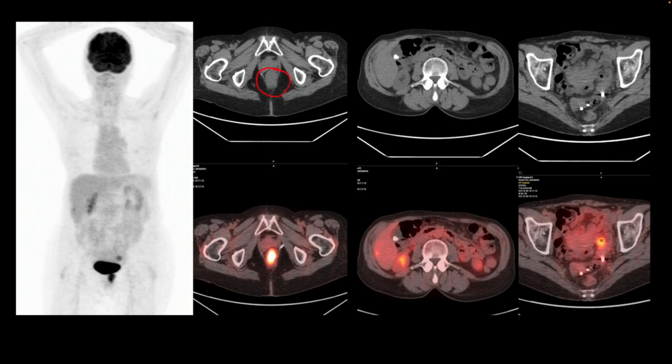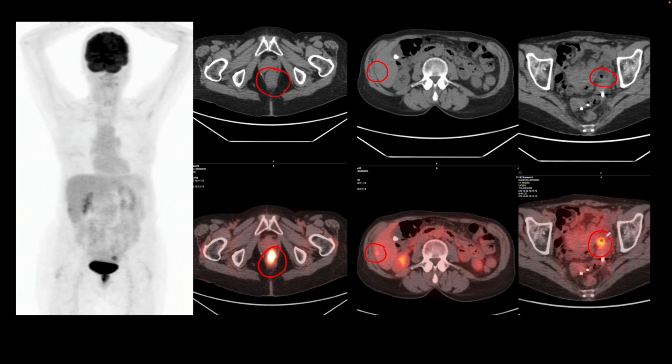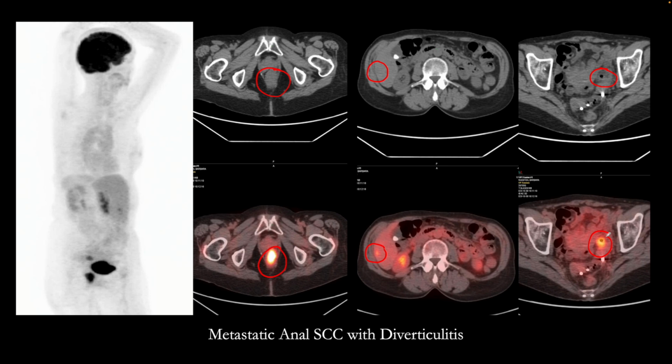This is mural thickening and focal hypermetabolism in the anal canal, the primary anal squamous cell cancer. This is the focus in the liver, too small to be characterized on the non-contrast enhanced CT, but that focal hypermetabolism suggests that this is liver metastasis. And interestingly enough, this focus in the left side of the pelvis corresponds to this diverticulum with some surrounding fat stranding consistent with diverticulitis and the inflammation causing FDG uptake at this location. So metastatic anal squamous cell cancer with diverticulitis.